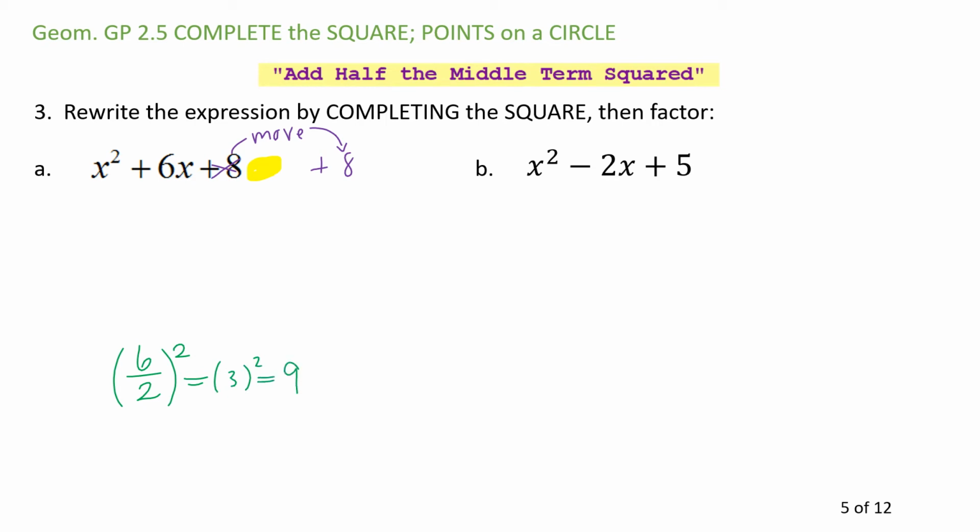I'm going to add a 9. Technically, if you're adding a 9 here, you'd have to subtract a 9 over here. That's a little confusing for right now, so I'm not going to really focus on that. But technically, just remember, you can't just go around changing things. So this part here is now a perfect square trinomial. That is x plus 3 squared. I still have the plus 8 out there.